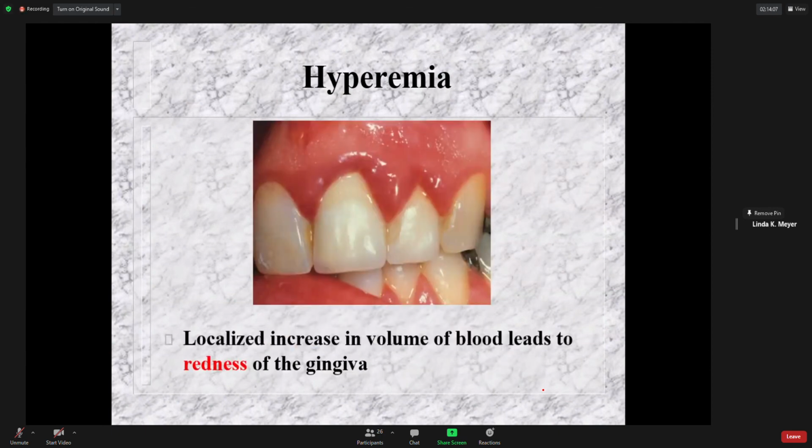In inflammation of the gingiva, there's a hyperemia, increased volume of blood to the tissue that leads to the redness of the gingiva. So this illustrates how hyperemia is part of the inflammatory response.